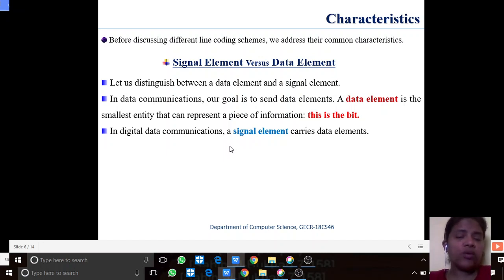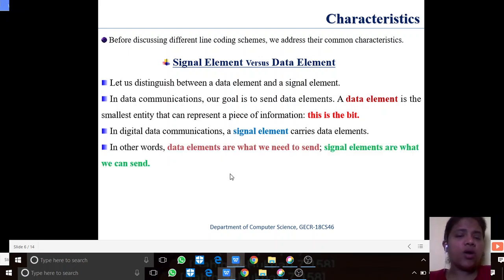An analogy I would like to give here is a vehicle and the persons in that vehicle. A vehicle carries the person from source to destination. The vehicle is the signal element and the person is the data element.